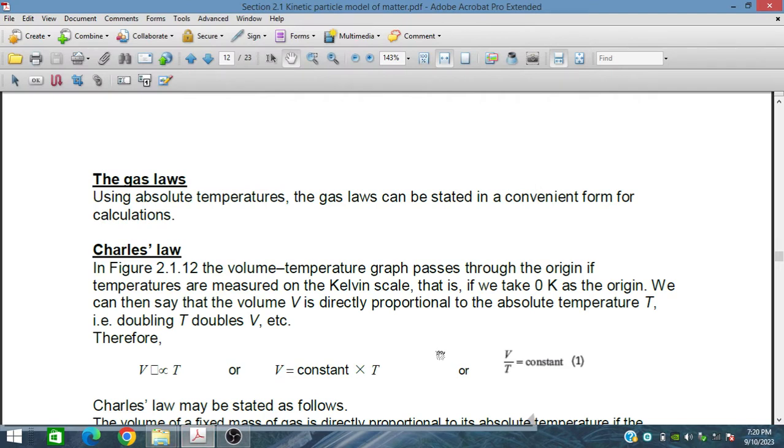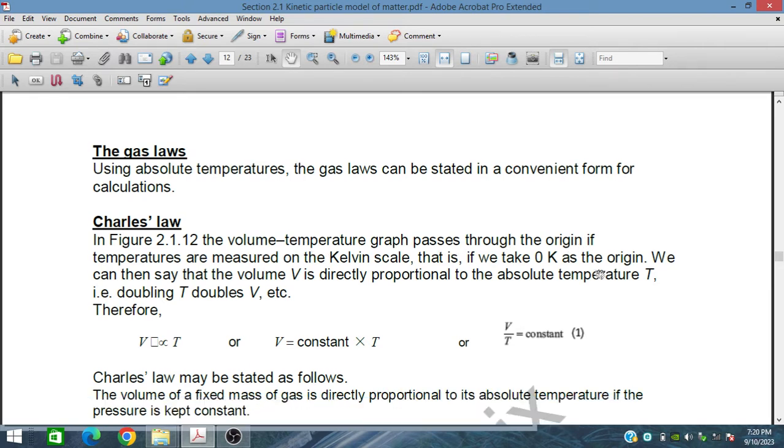Bismillahirrahmanirrahim. In this session, we will discuss gas laws using absolute temperature or Kelvin scale. The gas laws can be stated in a convenient form for calculation. In figure 1.12, the volume and temperature graph passes through the origin if temperatures are measured on the Kelvin scale.